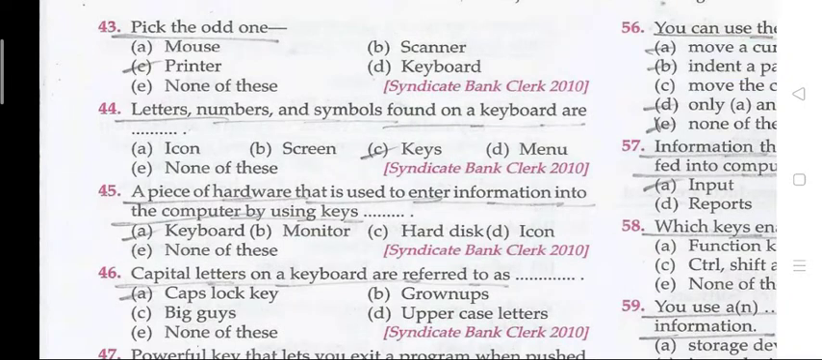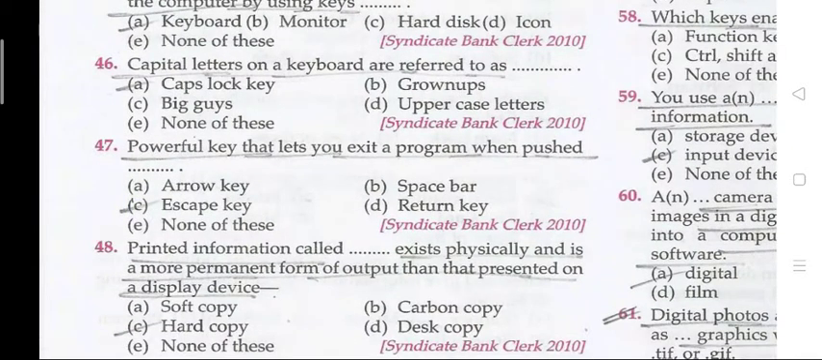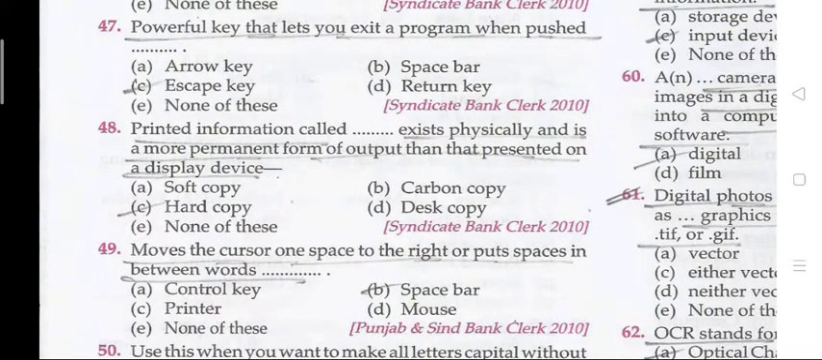Question number 43. Pick the odd one. Printer is the odd one. Letters, numbers, and symbols found on a keyboard are keys. A piece of hardware used to enter information into the computer by using keys? The right answer is keyboard. Capital letters on a keyboard are referred to as? Right answer is caps lock key. Question 47. Powerful key that lets you exit a program when pushed. The right answer is escape key.